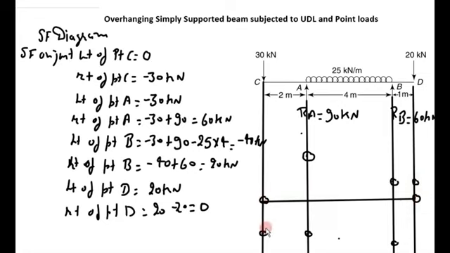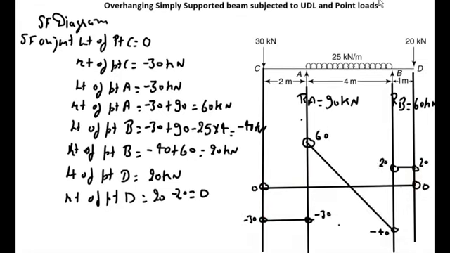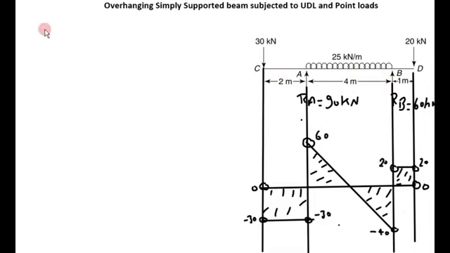Now join all these points with straight lines. After joining all these points, we get the shear force diagram. So this is our shear force diagram. Now plot the bending moment diagram. To plot the bending moment diagram, first calculate the bending moment at each point due to the leftward forces. Now the bending moment diagram: bending moment about point C.